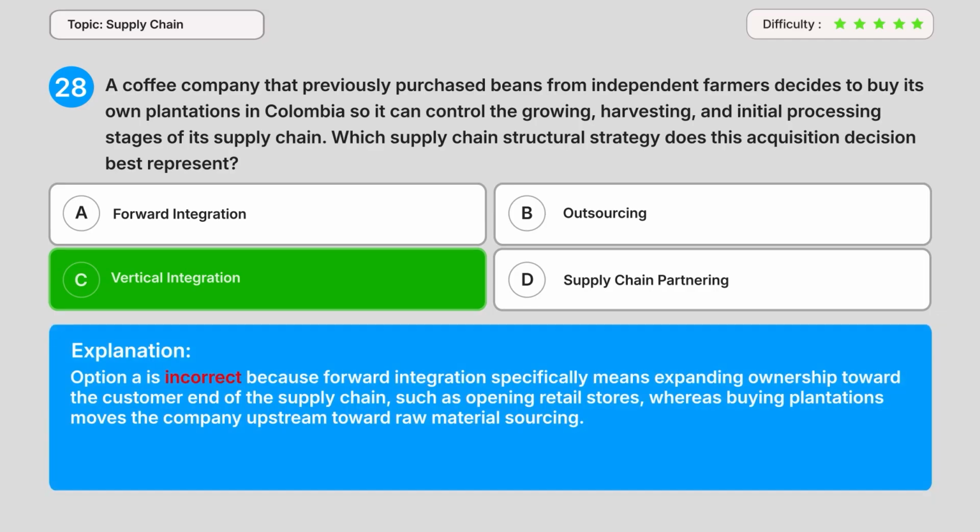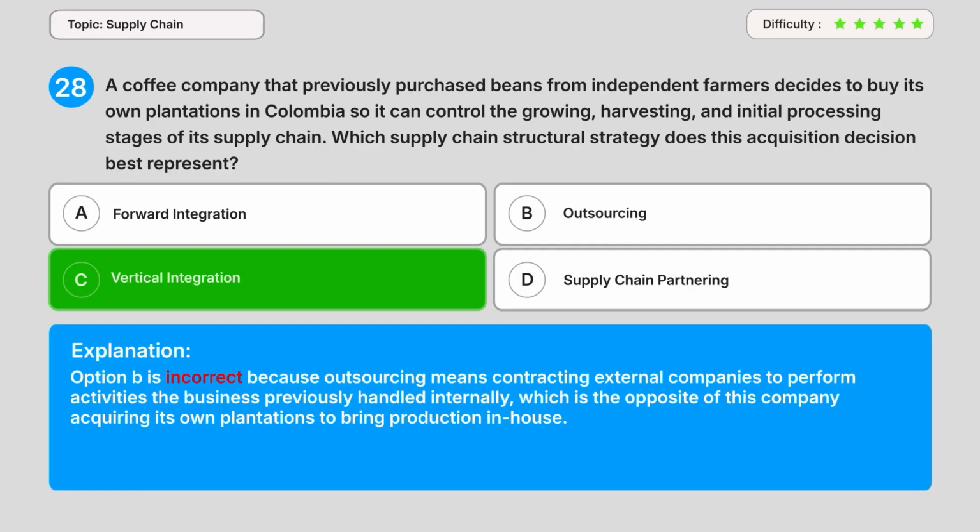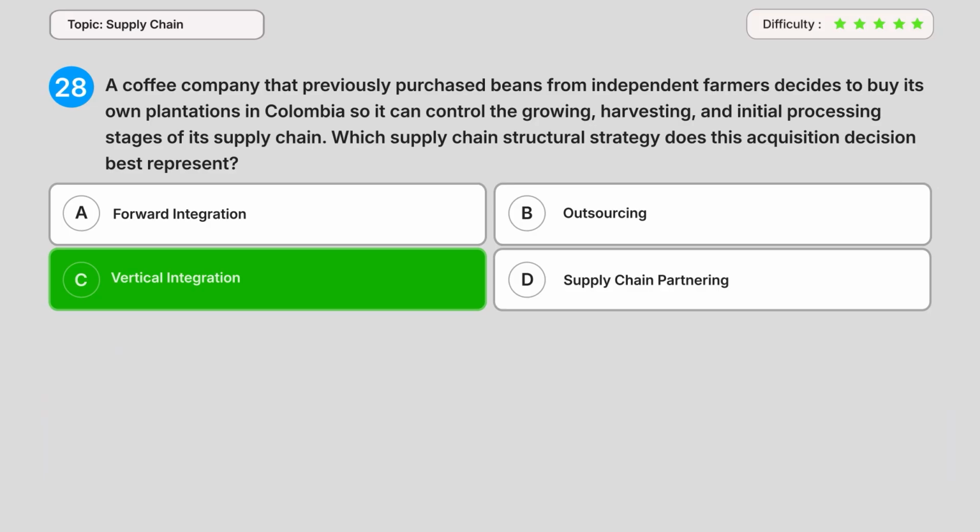Option A is incorrect because forward integration specifically means expanding ownership toward the customer end of the supply chain, such as opening retail stores, whereas buying plantations moves the company upstream toward raw material sourcing. Option B is incorrect because outsourcing means contracting external companies to perform activities the business previously handled internally, which is the opposite of this company acquiring its own plantations to bring production in-house.